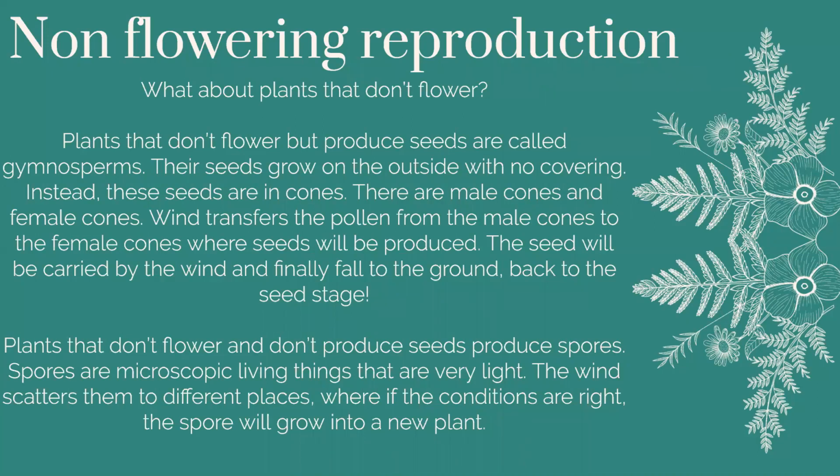Things like animals or wind transfer the light pollen from the male cones to the female cones, which then produce seeds. The seeds are carried by the wind and fall to the ground, where they go back to the seed stage. Plants that don't flower and don't produce seeds produce spores. Spores are tiny microscopic living things, or organisms. They are so small and light that the wind carries them to other places where, in the right conditions, they grow into a new plant. The two main groups of plants that produce spores are moss and fern.